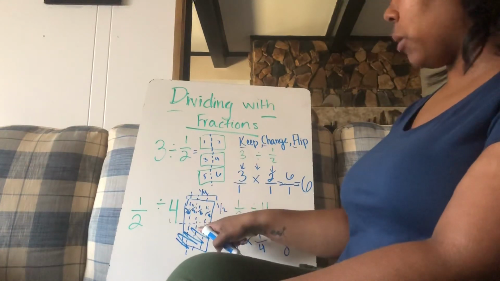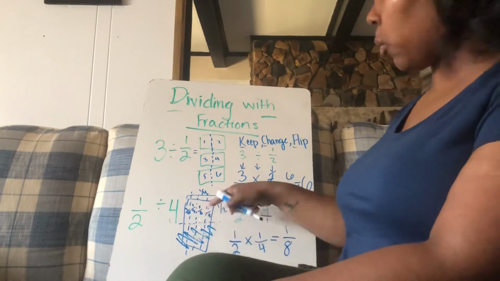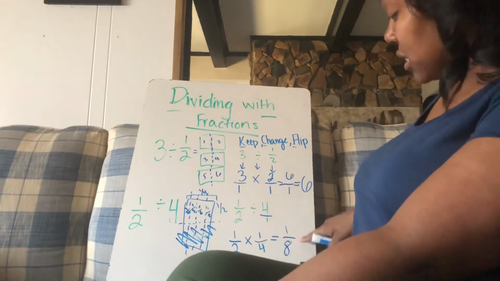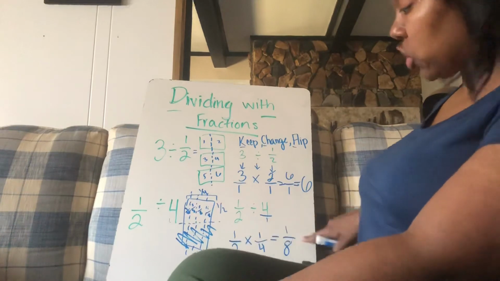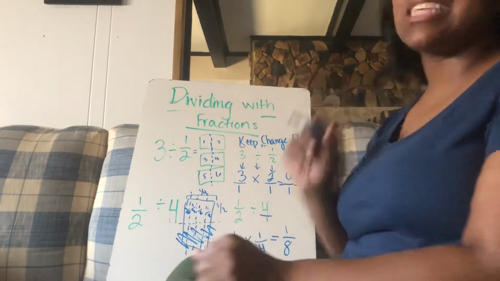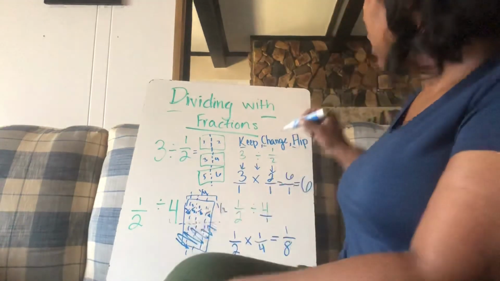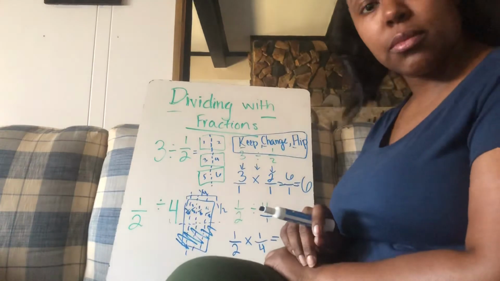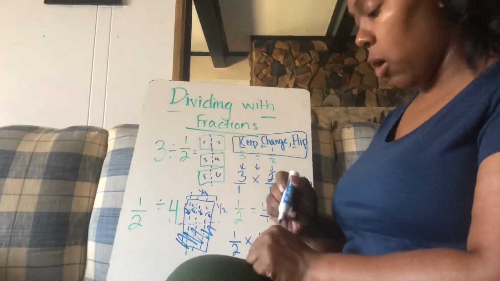So just like in our picture, when we ended up with 8 pieces, but we're only going to use the pieces from the top half, we can see that our pieces down here should be 1/8, and that the math also says the same thing. That is how we divide with fractions using the strategy keep, change, flip. That's why it works. There's a picture about why it works.